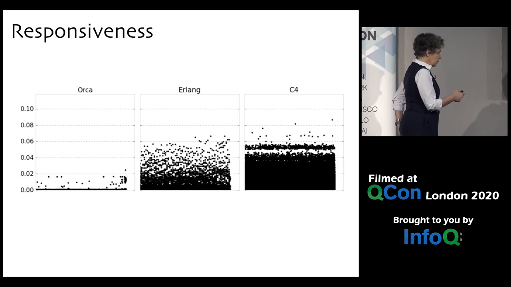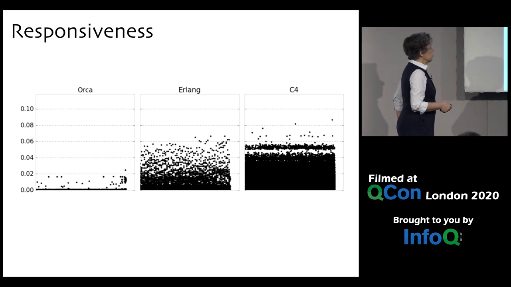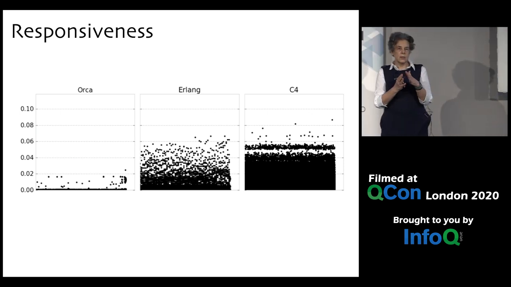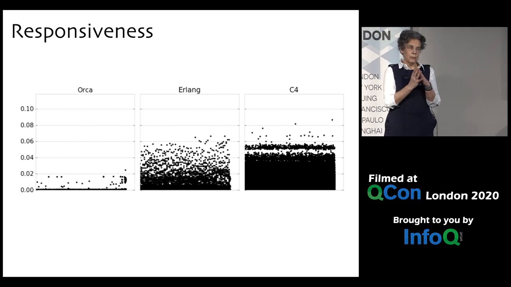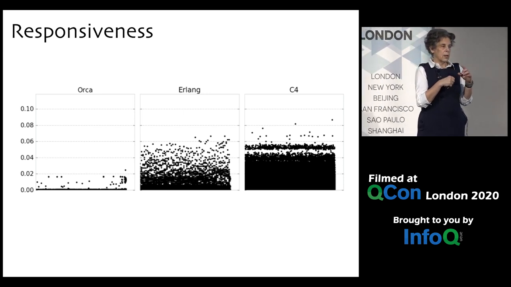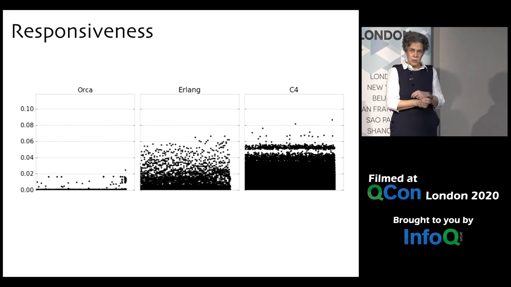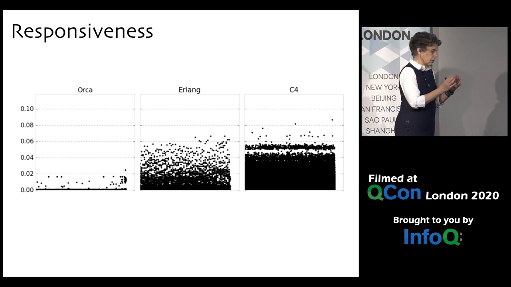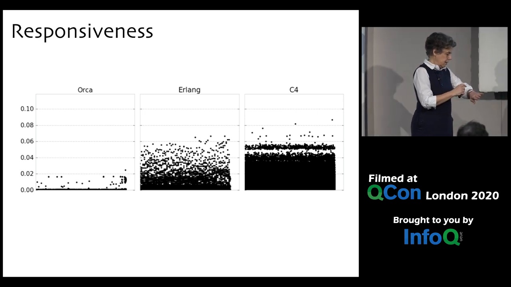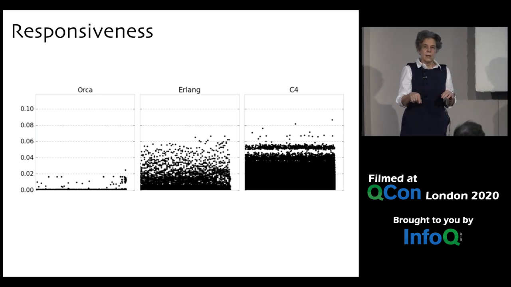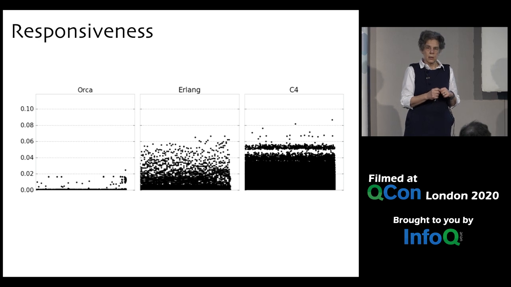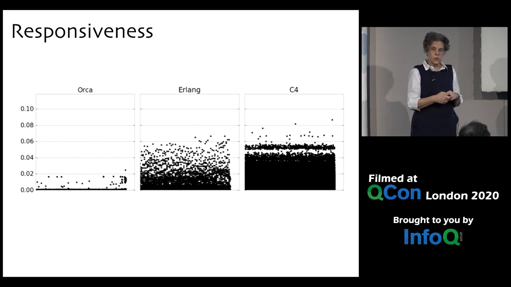And the other thing that we measured is responsiveness. We ran a different benchmark where we did a sequence of requests, and the requests were some Fibonacci calculation, something like that. And we measured the difference in completion time between subsequent such requests. So this is jitter, or we think it is.